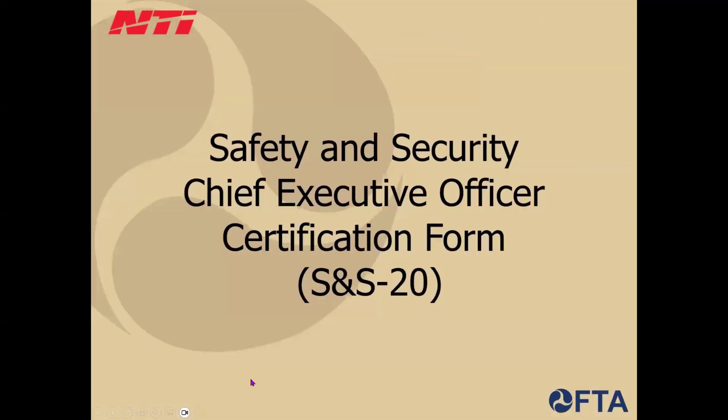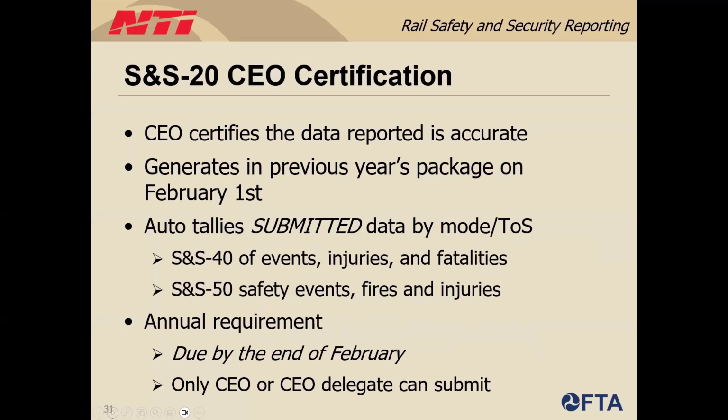All right, so that concludes our clarifications, and we're going to start taking a look at the SNS 20 form. The SNS 20 CEO certification form is the CEO's confirmation of the accuracy of the safety and security data reported for the previous calendar year. The form becomes available February 1st in the previous year's safety package. The form automatically calculates from all of the submitted reports for the year. Unsubmitted data is not included.